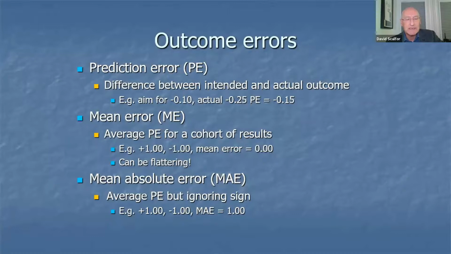Much more interest is mean absolute error, where you average the prediction error but you ignore the signs. So if you've got patients come out +1, patients come out -1, your mean absolute error is still 1, and therefore you get an indication that your results are not terribly good.